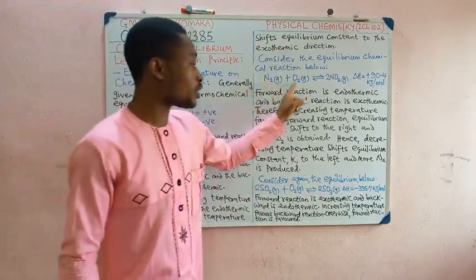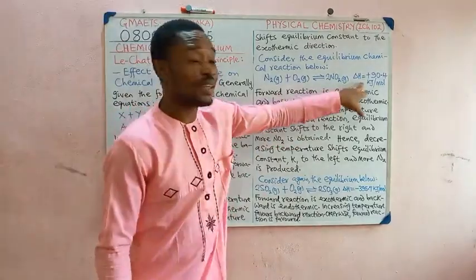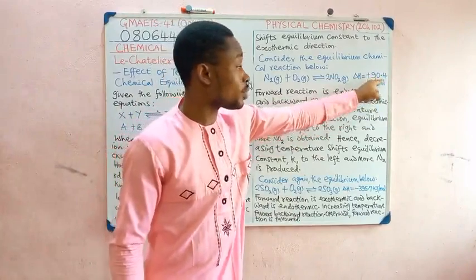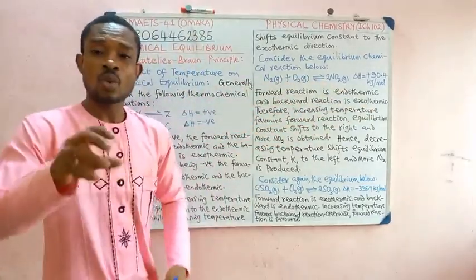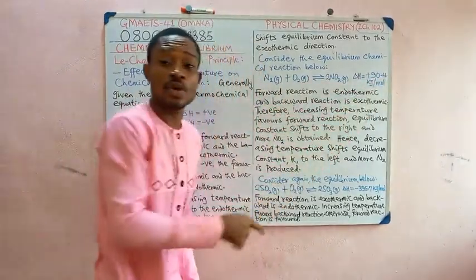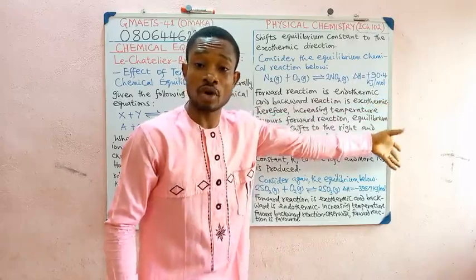So let us consider these two equilibrium chemical reactions on the board. The reaction between nitrogen and oxygen to give us nitrogen(II) oxide. Look, the heat content sign is positive. Is that okay? This is plus 90.4 kilojoules per mole. That's the heat content of this system. What does it show? It shows that in the forward direction it is endothermic, that is, the product direction, the formation of nitrogen oxide.